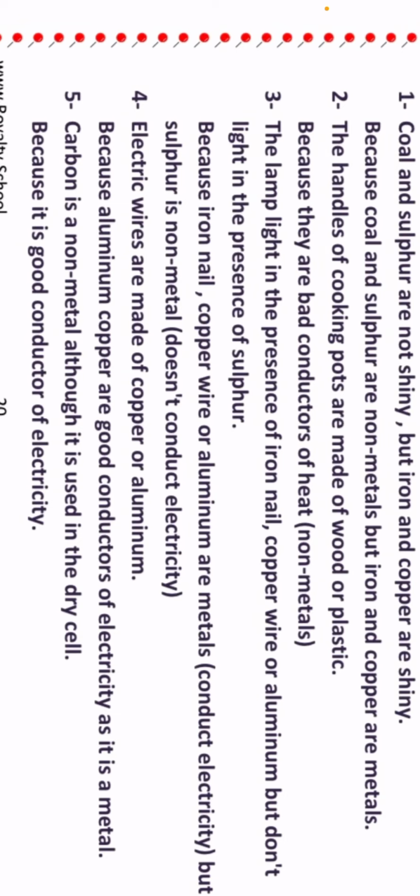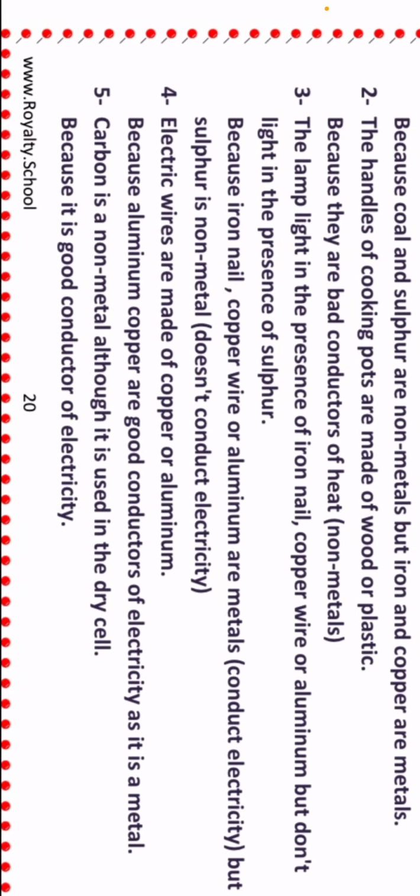The lamp lights in presence of iron nail, copper wire or aluminium, and doesn't light in presence of sulfur, because iron, copper, and aluminium are metals, good conductors of electricity, while sulfur is a non-metal, which is a bad conductor for electricity. Electric wires are made of copper or aluminium because they are good conductors of electricity. So we made electric wires from them because we want something which is a good conductor for electricity.